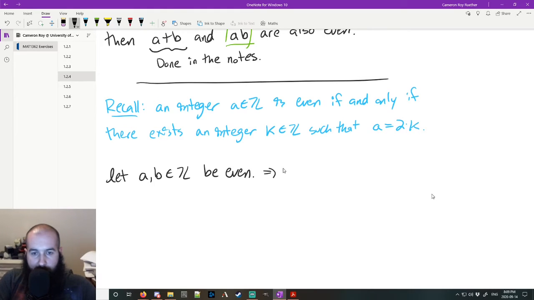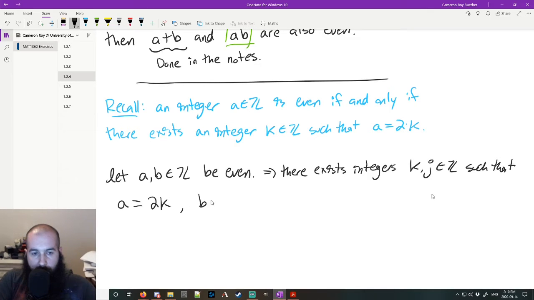This implies that there exist integers. I'm going to call them k and j. k is going to be for a, and j is going to be for b, such that a is 2 times k, and b is 2 times j. This is what it means for a to be even and b to be even.